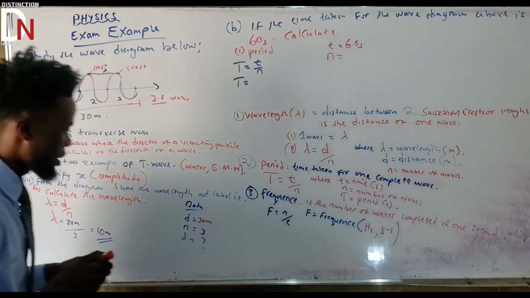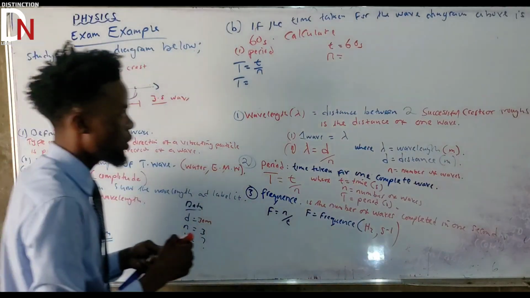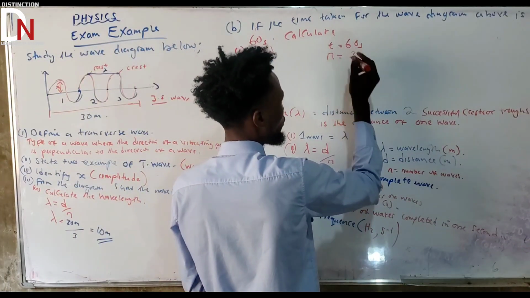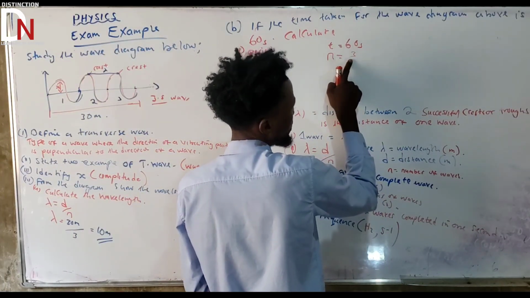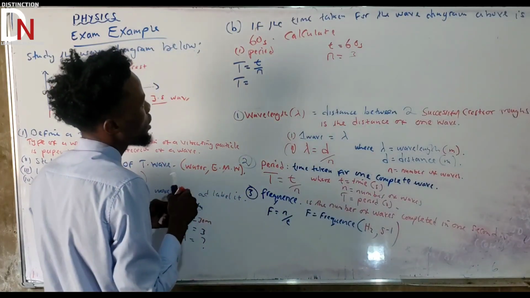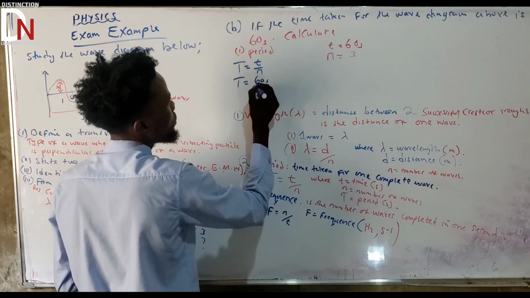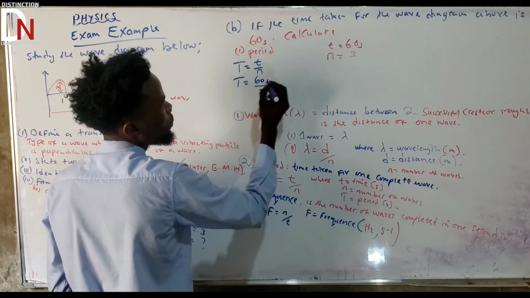Then what about N? N remains the same. We are talking about the number of waves. How many waves did you count? We counted about 3. So the number of waves doesn't have units. Don't make a mistake like that, okay? So now start replacing what is T. We're going to put 60 seconds over N, which is 3.